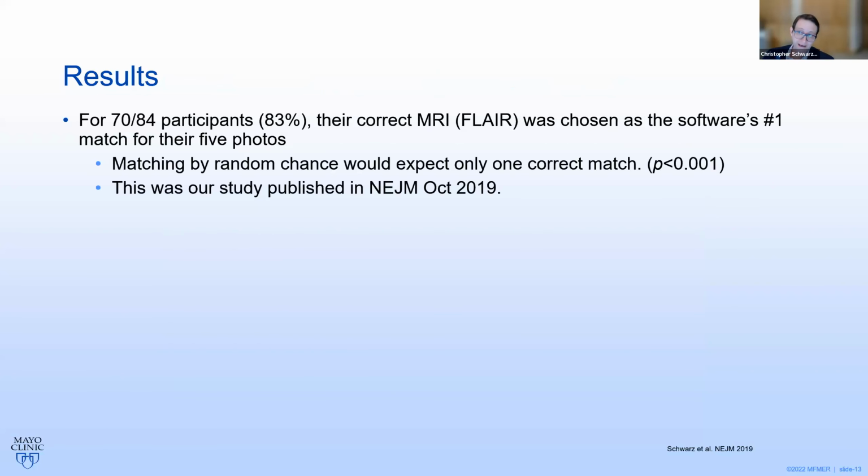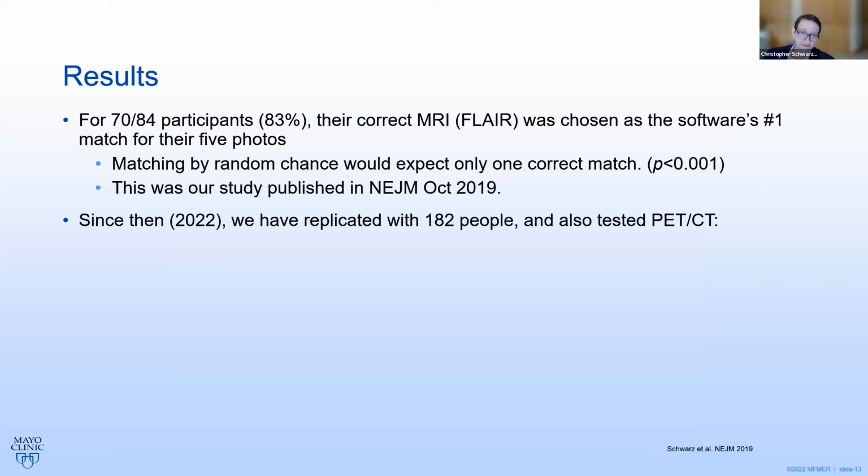at home. And the results were that for 70 out of 84 participants, that was 83%, their correct MRI, which was the FLAIR, was chosen as the software's #1 match for their 5 photographs. Matching by random chance would expect only 1 correct match. So that was a really nice p-value, and that was our original study published in New England back in 2019.